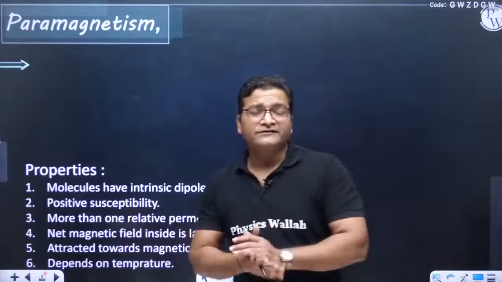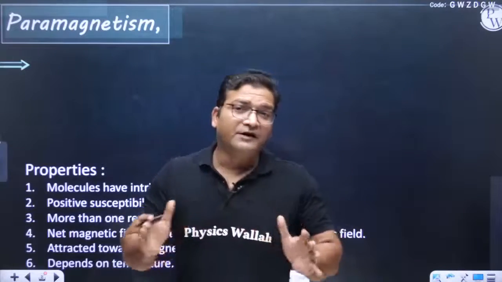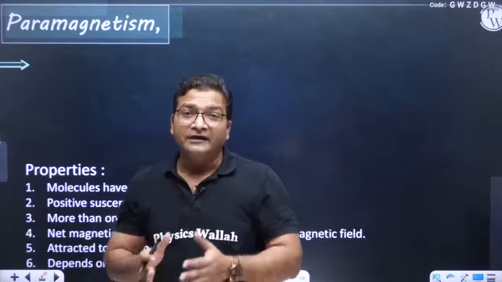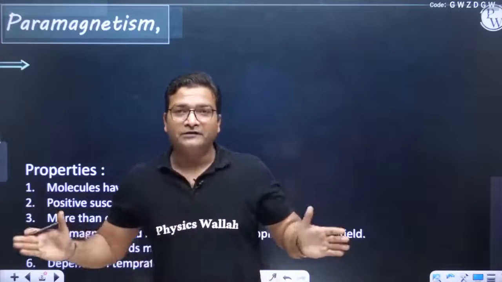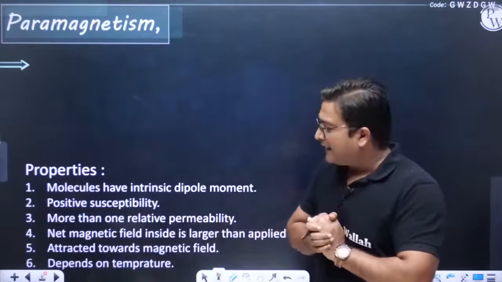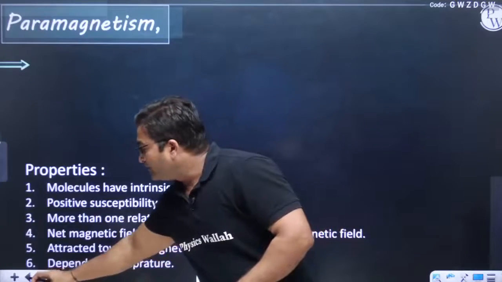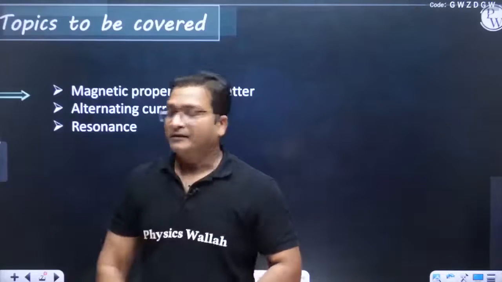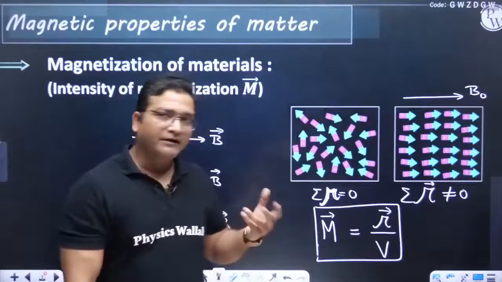So now we are studying about magnetic materials. Actually, magnetic materials, based on their properties, are categorized in 3 parts. And the first classification is paramagnetism. Actually, the example we took in the beginning was the example of paramagnetism.